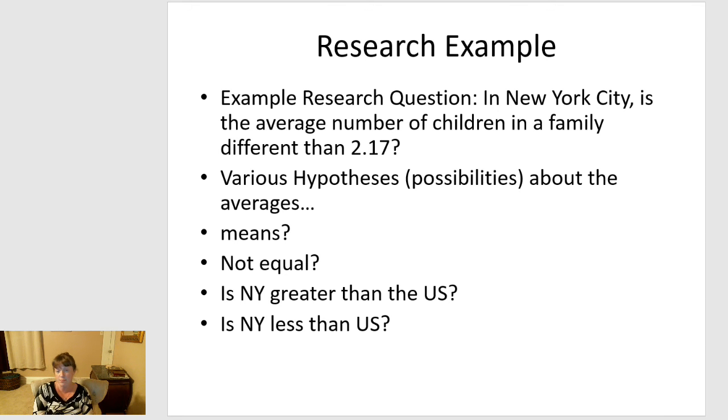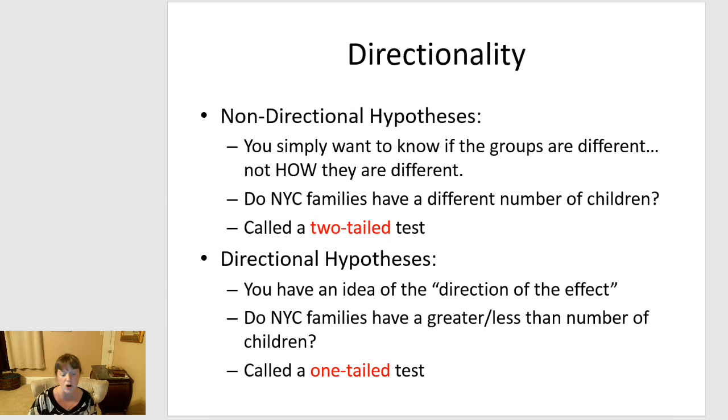But I could want to be more specific than that, right? What if I want to get more specific? What if I want to say, I want to go beyond just they're not equal? What if I want to test a much more specific idea that those in New York City have more children, greater amounts of children than the US in general? Or what if I want to test the idea that those in New York City have fewer children? The average is going to be less than the US in general. Well, these are things you can do in a null hypothesis approach. And this is the idea of what's called directionality.